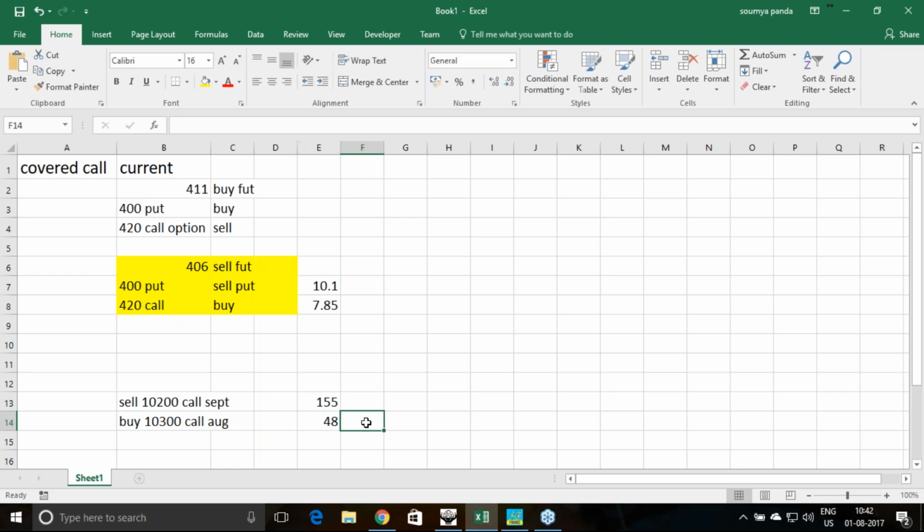I'm buying 2 lots. So this is 2 lots I will be buying. This is 1 lot I sold. So post buying this one, 10,200 I sold at 155 rupees, 10,300 call option I bought at 48 rupees. Because 2 lots I have bought, my first lot, 1 lot of sell and 1 lot of buy, converted to a net credit strategy. Now I want to make it a net debit strategy. So 10,300 I sold August. Sorry, I bought the August 10,300 call option.